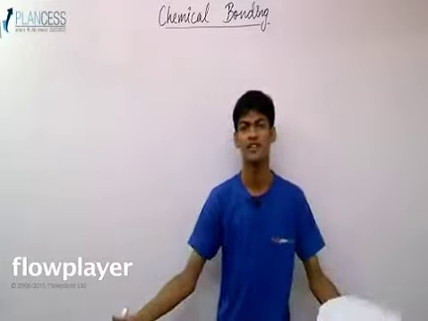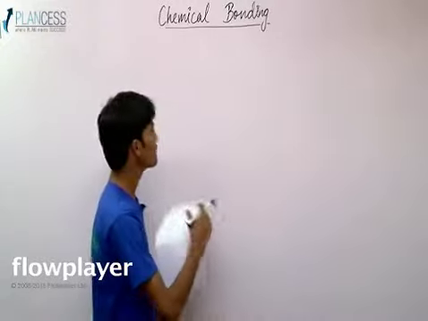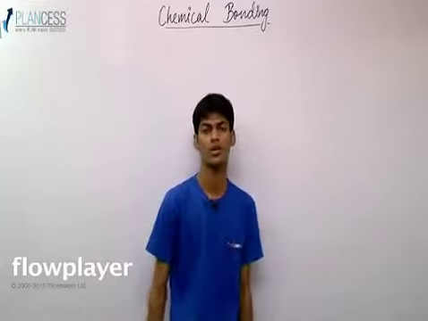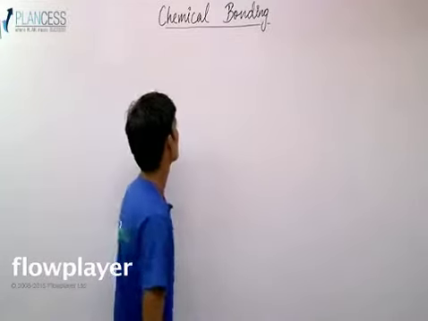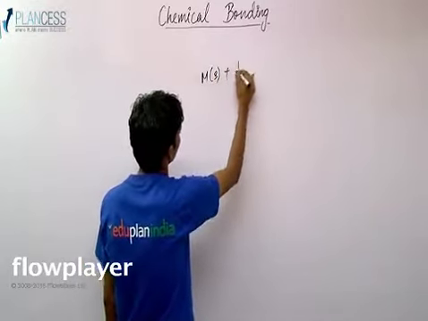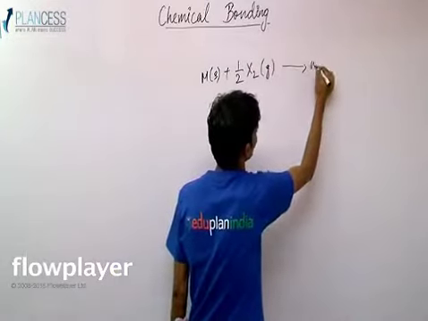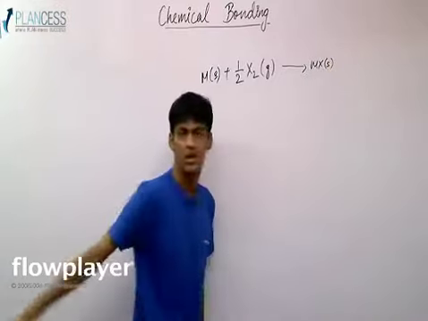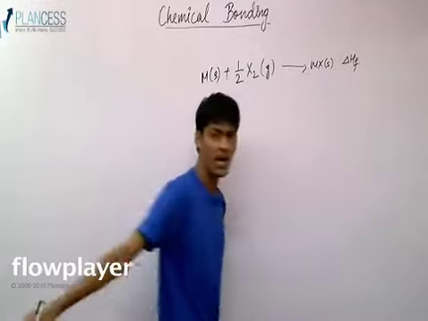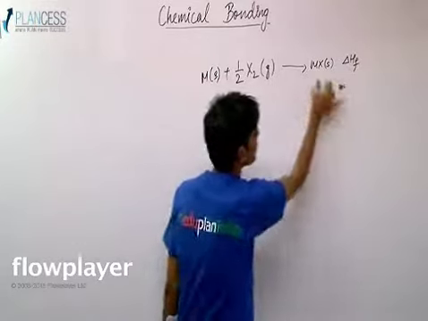What do we mean by Hess's law? Hess's law states that the net enthalpy change in a reaction always remains the same, whether it proceeds in one step or in many steps. For example, let's say there is a solid M, plus a gaseous X2, and these combine to give the lattice MX solid, and let's say the energy change involved is delta H f. So what are the steps leading from here to here?